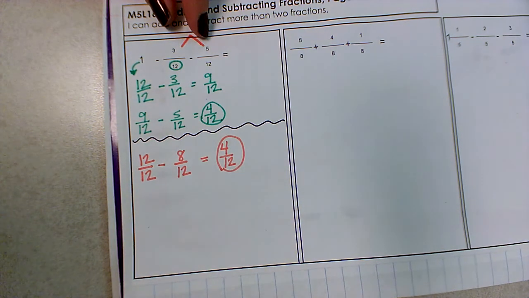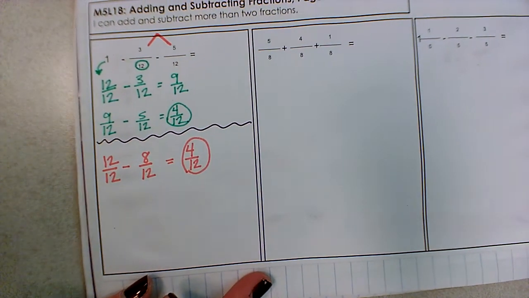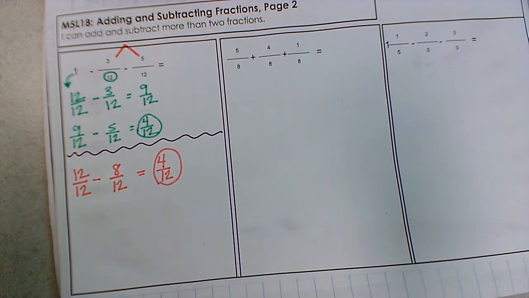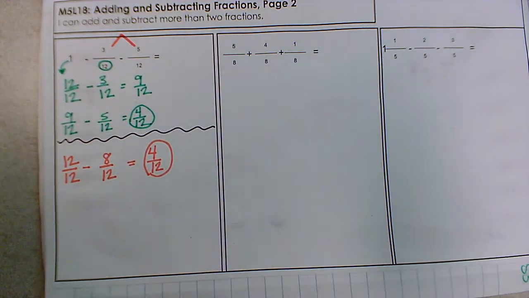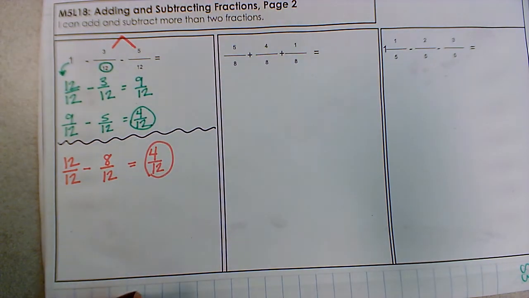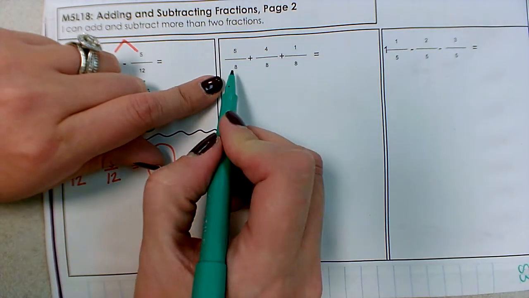Okay, we're going to move on. Our goal is to find at least 2 ways that I can solve each of these problems, and that's what will be expected on your problem set and your exit ticket, is that you solve each example in 2 ways. Okay? So let's check this one out.